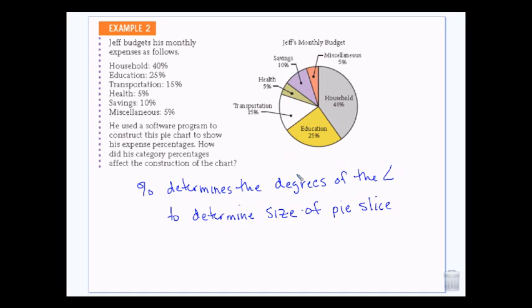Now let's say you guys don't all have protractors on you and you need to make a pie chart. You can eyeball them, like I kind of did. You take a circle. So let's do a circle. That's 50%.